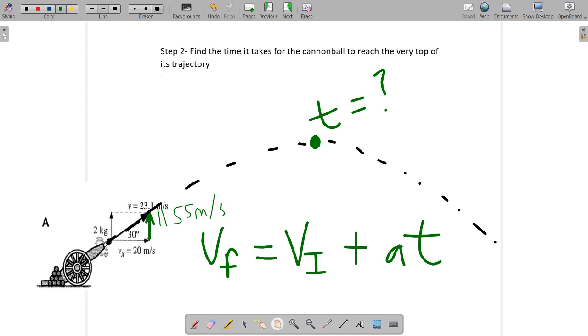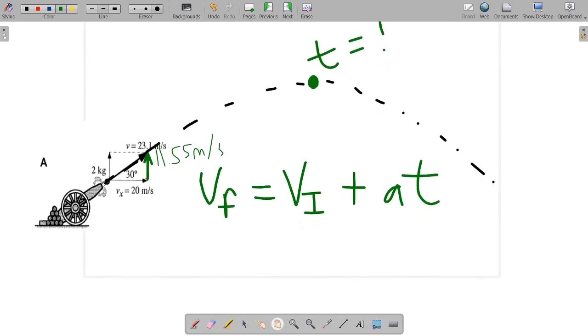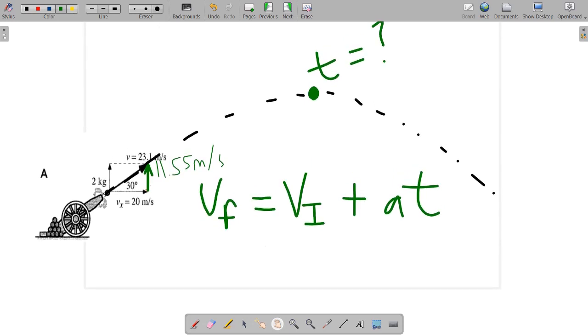So that means right here in this equation, we're going to plug in 11.55 meters per second for initial velocity. But what about our final velocity? Well, the final velocity, that's easy. Think about this logically here, guys. What is the final velocity of that cannonball the moment it reaches the top? That's what we're looking at. We're just solely focused on the time it takes to reach the top here in this step.